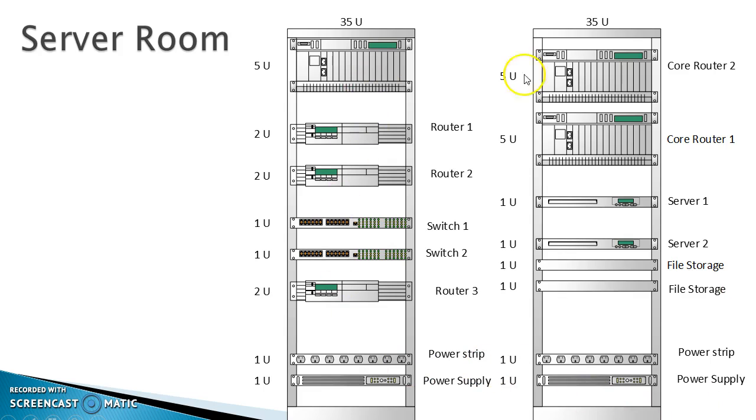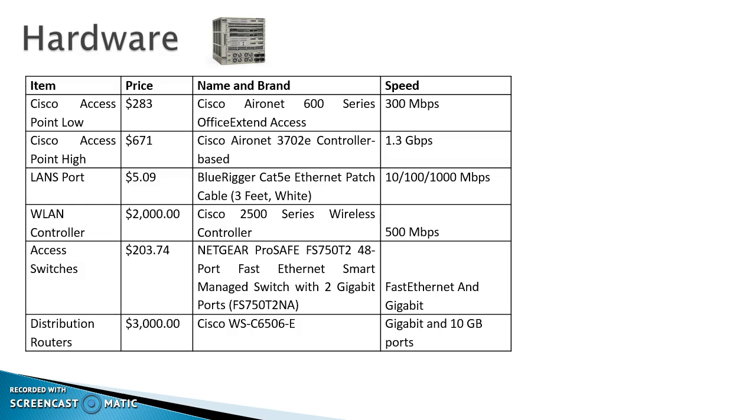It would also have our core router switches and distribution switches, and we would have a lot of redundant links between them. We would also have servers in the server room, obviously, and then we would have file storage. We would have a couple of them just to ensure that we have backup of all the data which we have. We have listed the hardware that we would recommend.